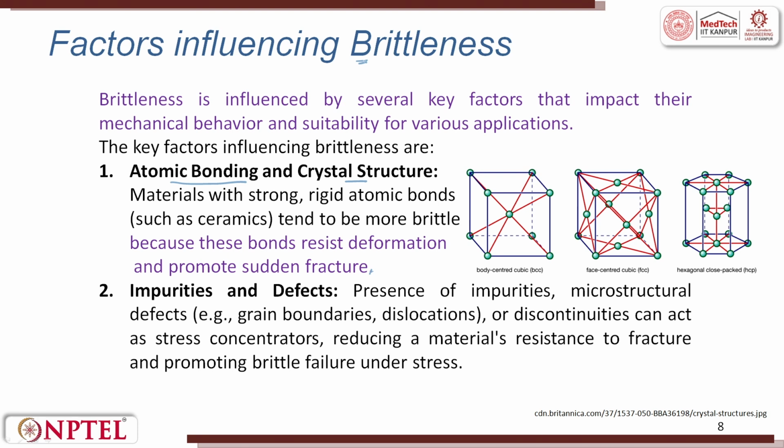Many a times you see colored glass. These colors are impurities which are added, or sometimes they can be defects. When the light passes, it undergoes diffraction and other light phenomena. These defects are used for advantage, and sometimes they are also used to introduce transparency. Presence of impurities and microstructural defects like grain boundaries, dislocations or discontinuities can act as stress concentrators, reduce the material's resistance to fracture and promote brittle fracture under stress.